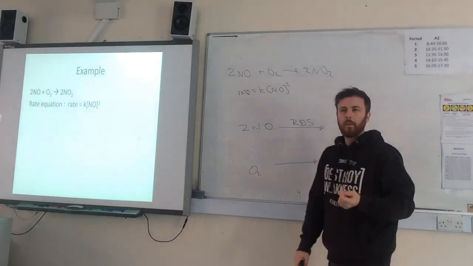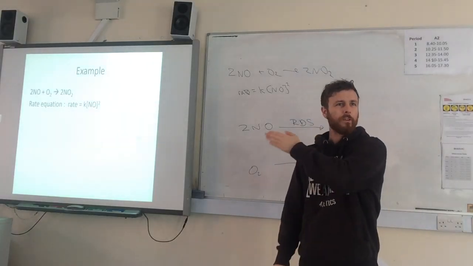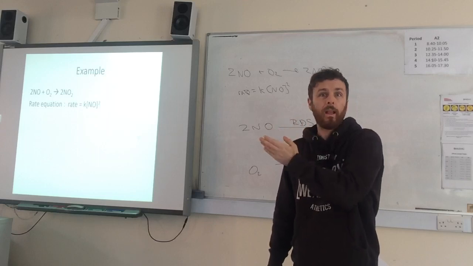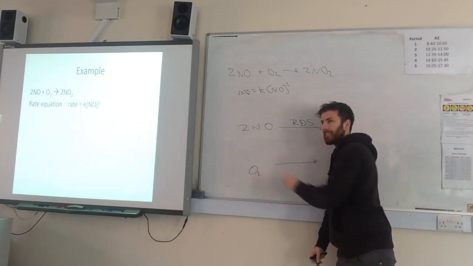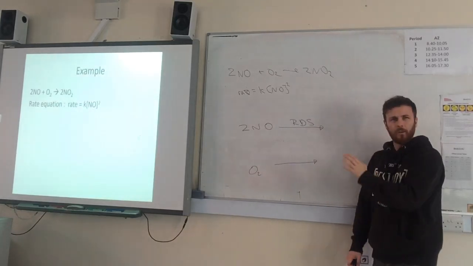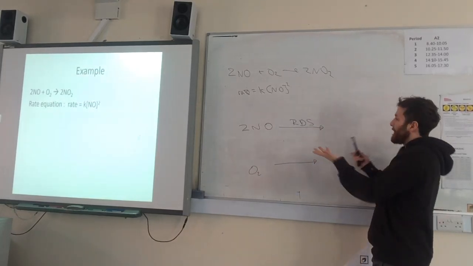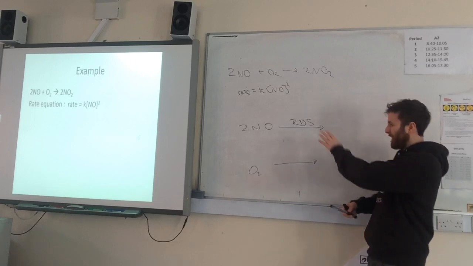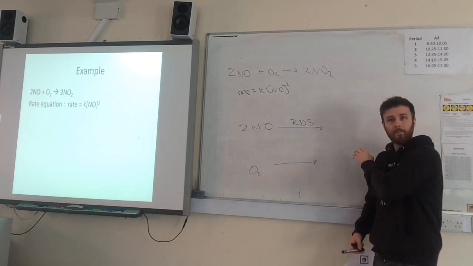Now, will an intermediate show up in the overall equation? It won't, will it? Because it gets used up again in the second step. That's the tricky thing. If you can figure out what the intermediate is, you've probably got it. But it changes every time, so I can't tell you what it is. You just got to kind of look at it and go, it's probably that.